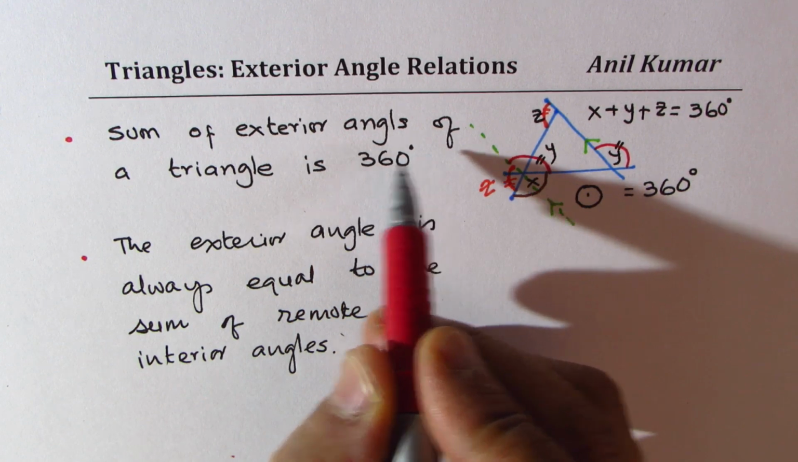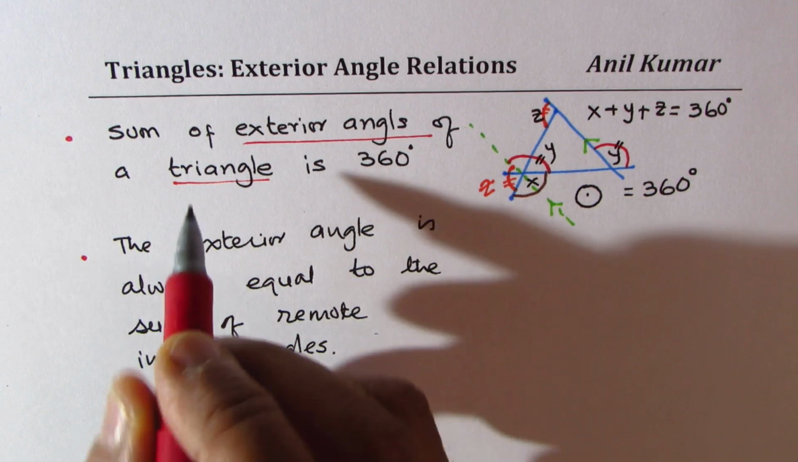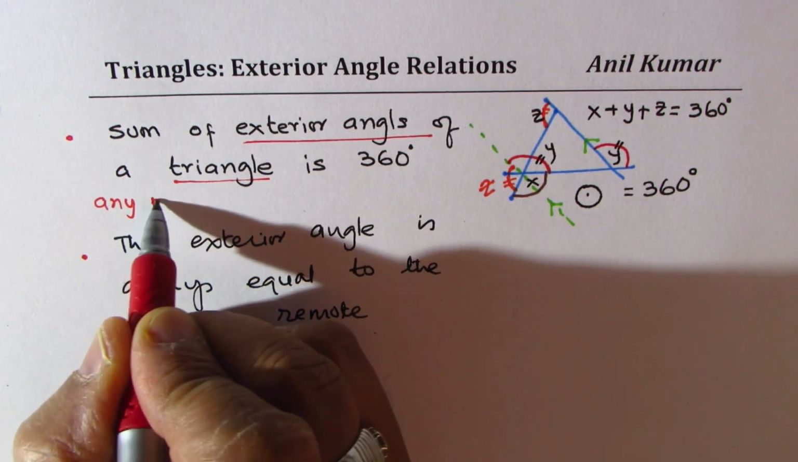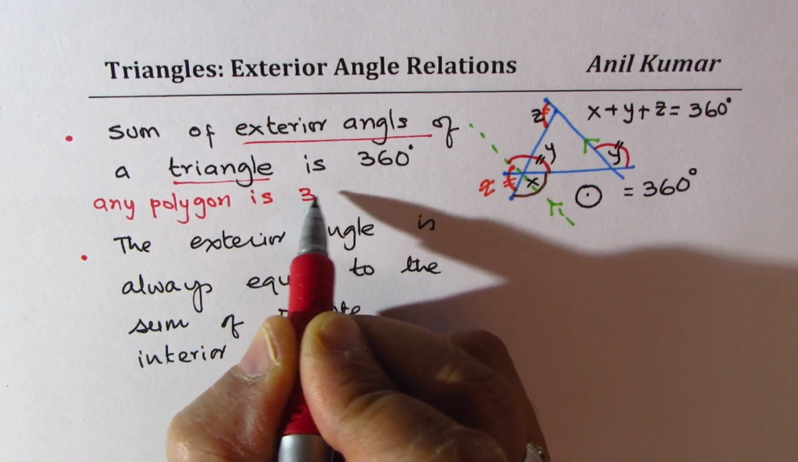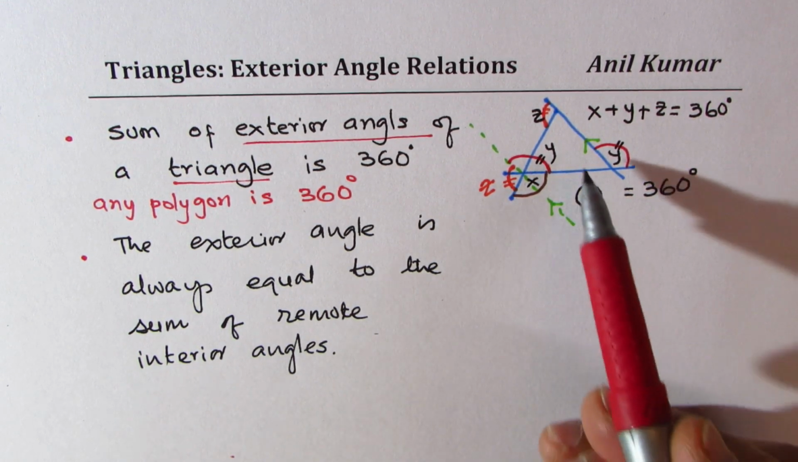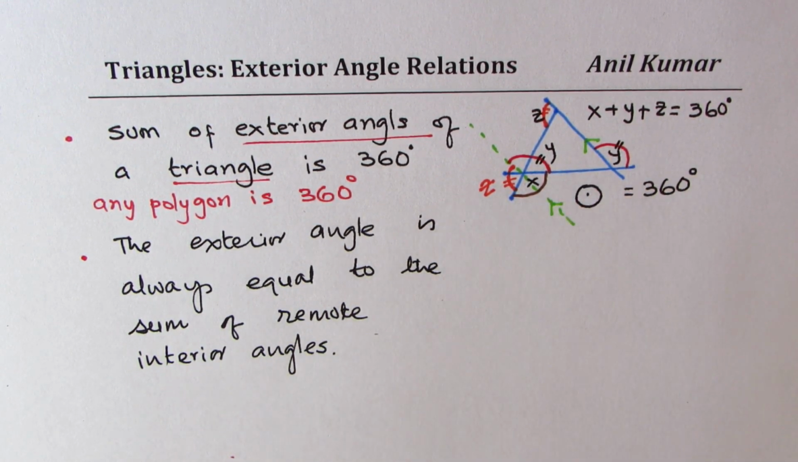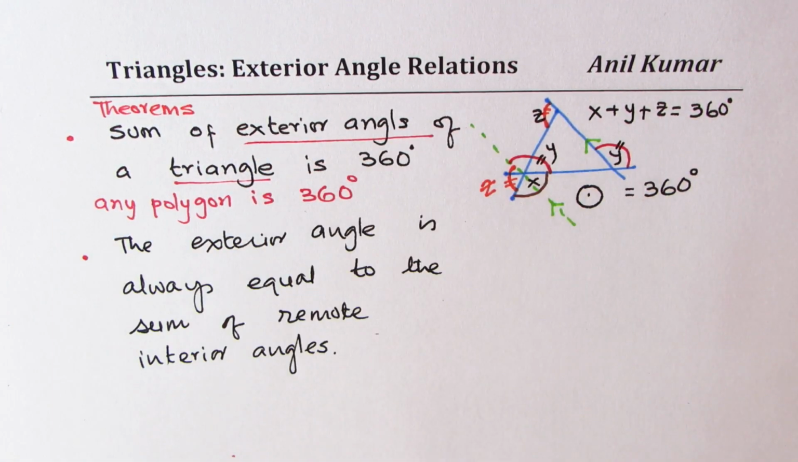Now the sum of exterior angles of not only a triangle, but any polygon is 360 degrees. That is very important to understand. Any polygon. So you could do the same exercise and prove it. Now let's look into the second, which we may call a theorem. These are also called theorems since they are always true.